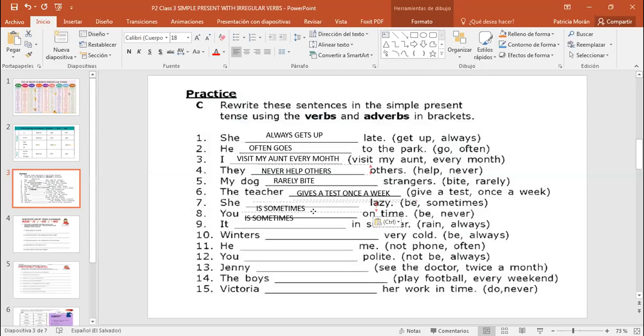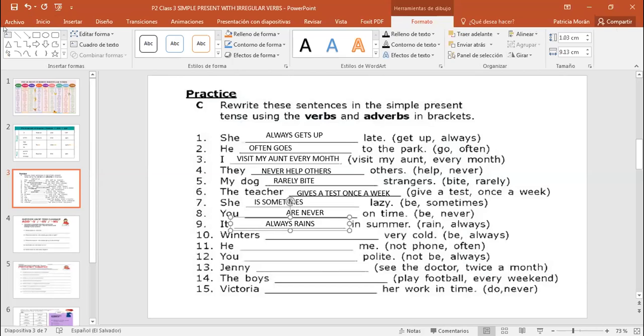Number seven, you. You are? Pero dice never. Entonces vamos a poner... You are never on time. Nunca llegas temprano, ¿verdad? You are never on time. Okay, very good. Okay, so let's see. What happened with number nine? What do you think is the right answer? Rain always in summer. It always, ponemos el adverb primero. Rain, pero como está. Rains, porque estamos hablando de it. Excellent. Yes, third person, that's right.